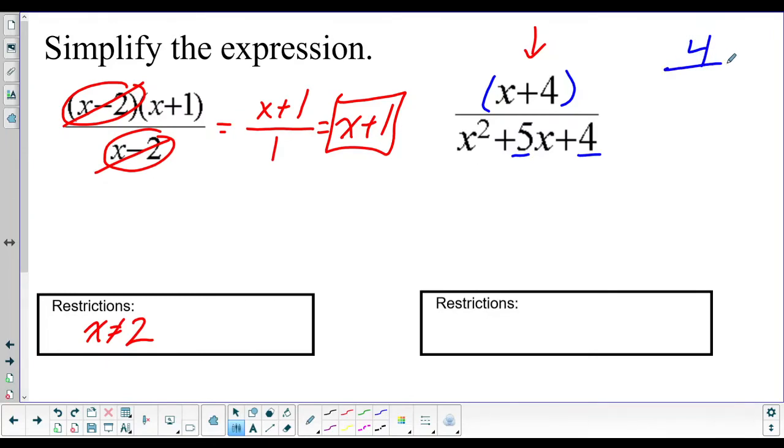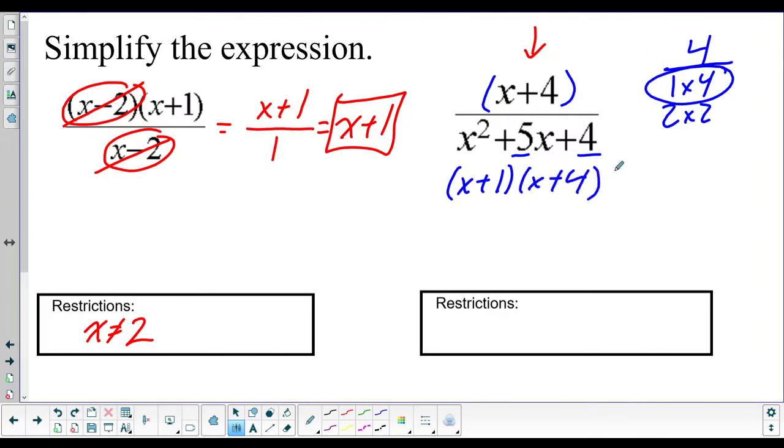So we write 4, we check our factors. 1 times 4 and 2 times 2. How can we make a 5? 1 and 4. So this will factor to x plus 1 and x plus 4. All right, we factored everything.